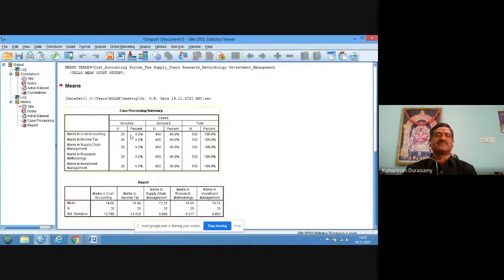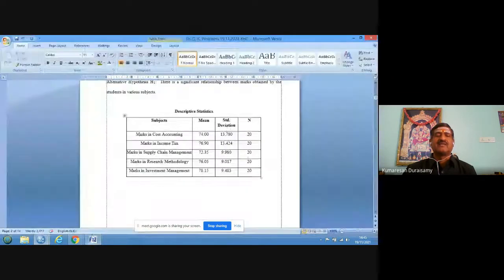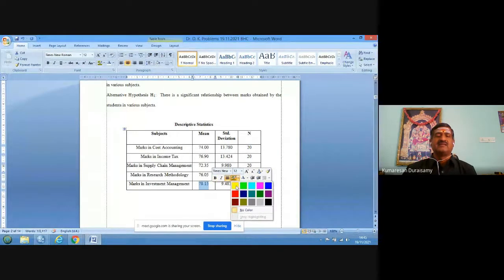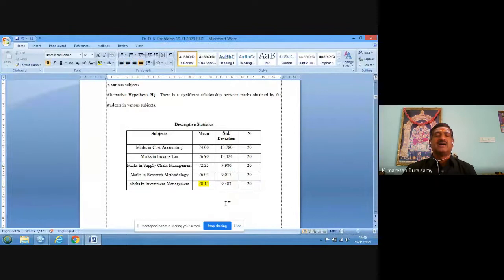Look at this. These are the mean values: 74, 76.9, 72.35, 76.05, and 78.15. That is what I have given here. So mean, standard deviation, and number. Which one is the highest? 78.15 is the highest. So we can say that the students have given the best performance in investment management.